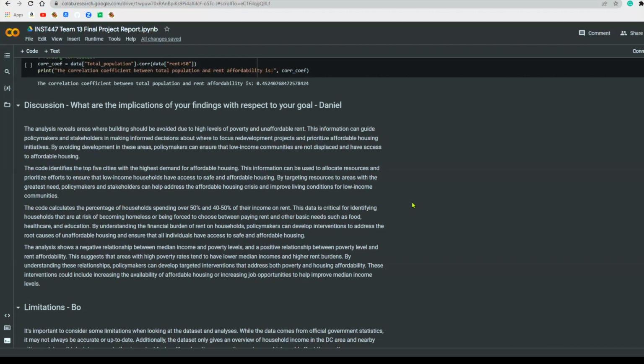By targeting specific areas, we can really help out with living conditions for low-income families. Our analysis showed a negative relationship between the median income and the poverty levels, and also a positive relationship between poverty levels and rent burden. That shows that the areas with high poverty rates tend to have lower median income and higher rent burdens. So that's pretty much it.